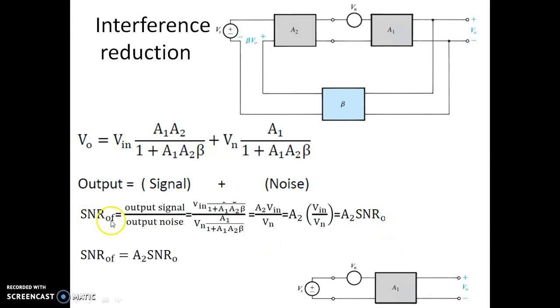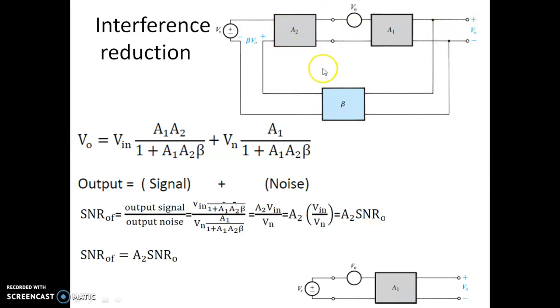This is the signal to noise ratio at the output with feedback. This F is the suffix for with feedback. So the signal to noise ratio with feedback is A2 times the signal to noise ratio without feedback. A2, the gain, will always decide the improvement in the signal to noise ratio at the output of the feedback.